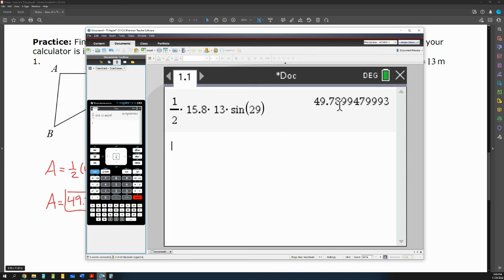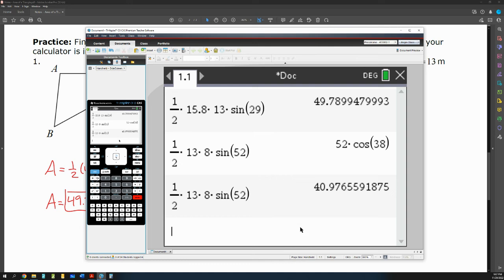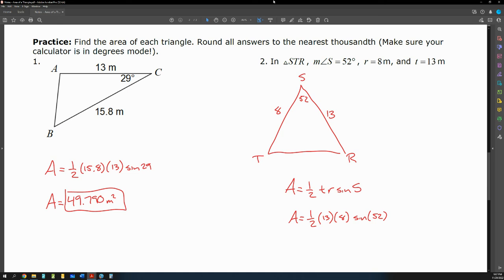Back to our calculator. We have 1/2. I'm going to hit Control Divide. So 1/2, 13 times 8, and then sine of 52. I hit enter. It's going to give us an exact answer, so a decimal approximation. Control Enter. And we have 40.977 rounding. So our area, 40.977. Our units here are in meters, so square meters is area.